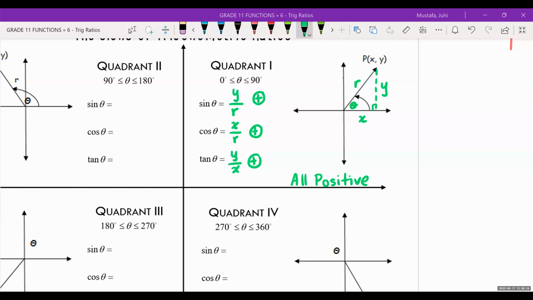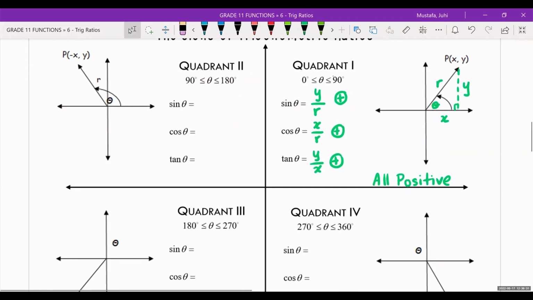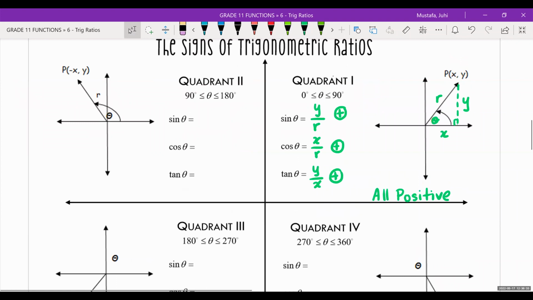And we're going to do this for angles in quadrant 2, quadrant 3, and quadrant 4. Okay, so let's go on to quadrant number 2. And like I said, we're going to do the same thing. For quadrant 2, the terminal arm is drawn from here to here, and theta is this angle over here.